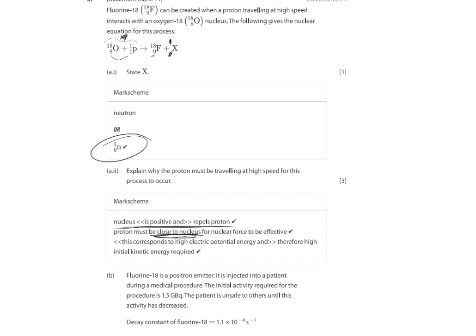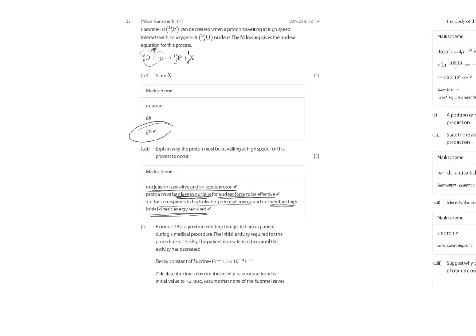We need a close approach in order for the nuclear force to actually be effective, for the proton to actually have an interaction in that nucleus. So if that is going to happen, you need a high kinetic energy to get high potential energy. In other words, get close enough to the nucleus to have a strong nuclear force effect to overcome the electrostatic repulsion. That's a cool question. I like that question.